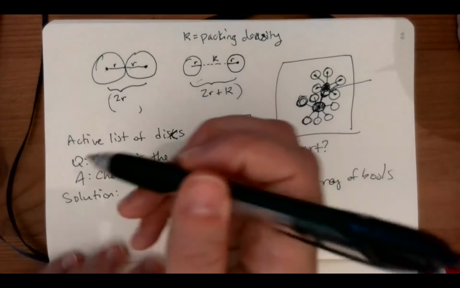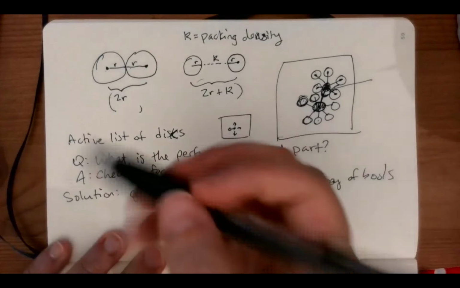Now suppose you had multiple, variable radii. Your disk could have any of a number of different radii. But at any given point, you're only considering one active disk at a time. So anytime you're adding a new disk, you've only got 2 radii to consider, R1 and R2. So the simple generalization of this algorithm is that instead of 2R plus K, you have R1 plus R2 plus K. And so then you can accommodate disks of various sizes.